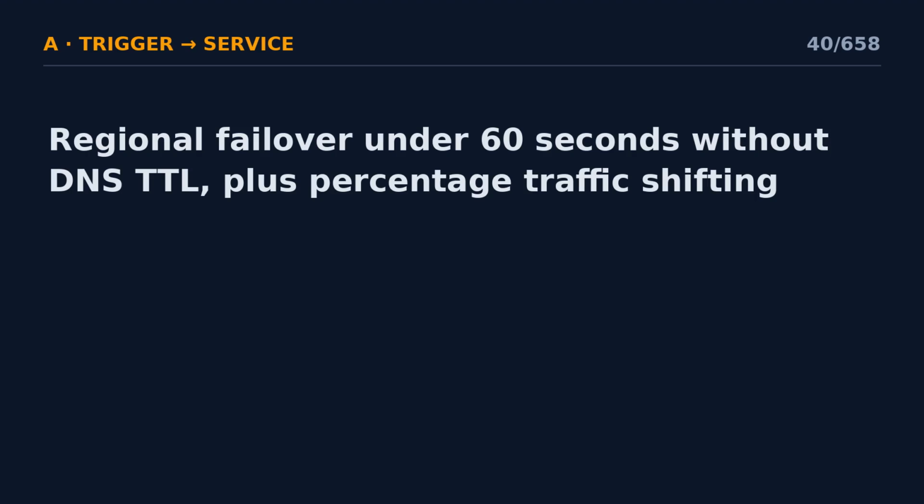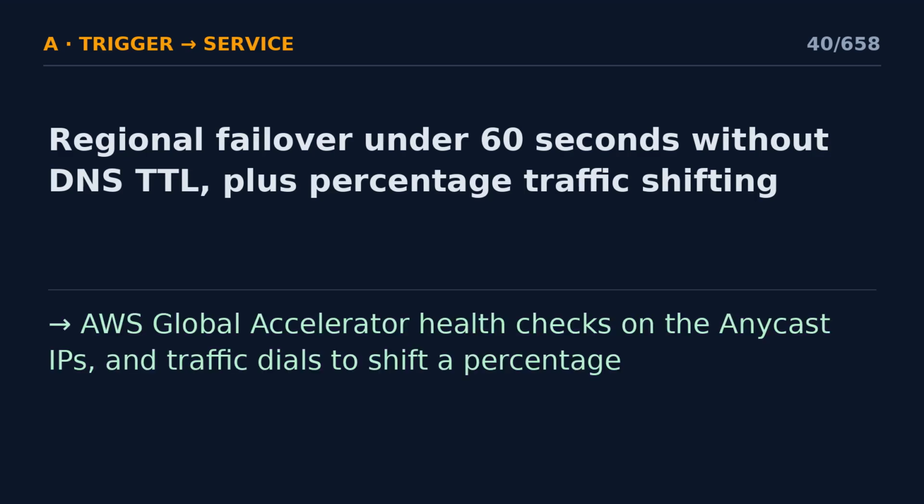Regional failover under 60 seconds without DNS TTL plus percentage traffic shifting. Answer: AWS Global Accelerator health checks on the anycast IPs and traffic dials to shift a percentage.